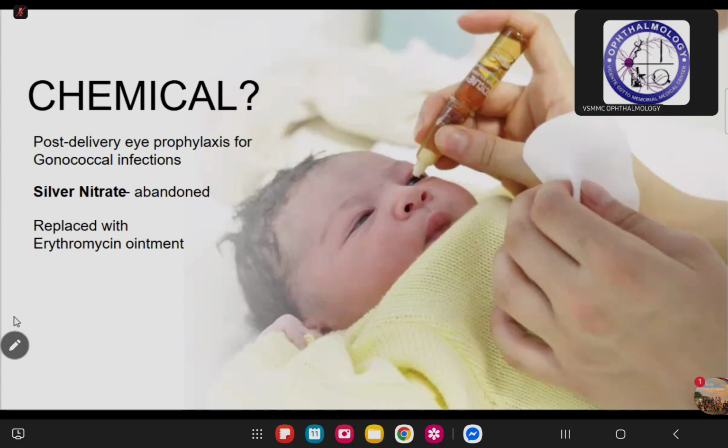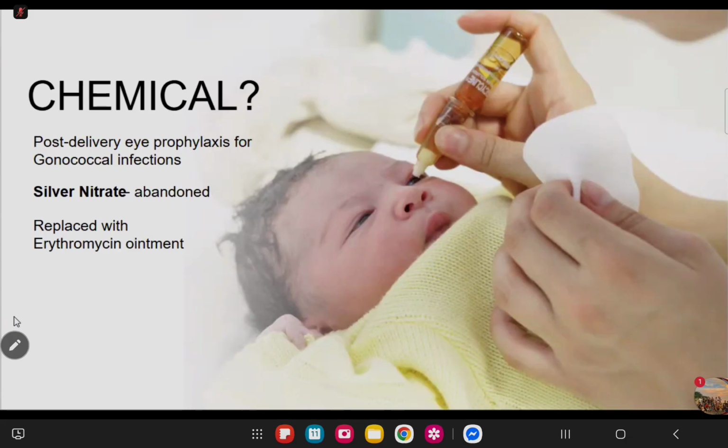Initially, we used silver nitrate for prophylaxis. However, it has already been abandoned and replaced with erythromycin eye ointment due to instances wherein silver nitrate caused significant cases of ophthalmia neonatorum or conjunctivitis. So now, the standard protocol is the use of erythromycin ointment, with lesser incidence of conjunctivitis, for eye prophylaxis.